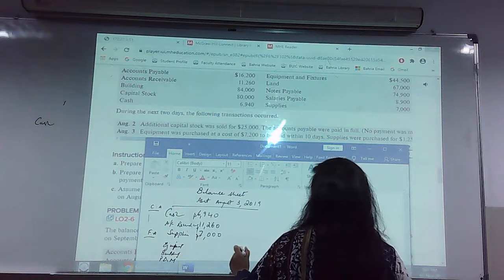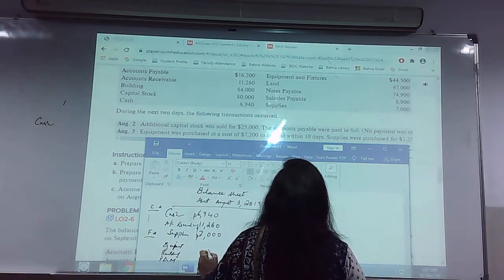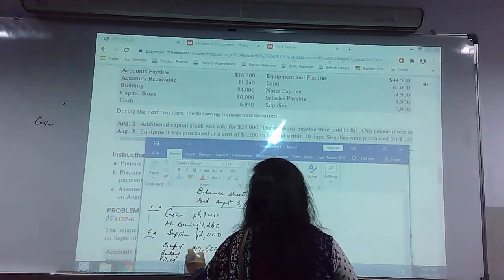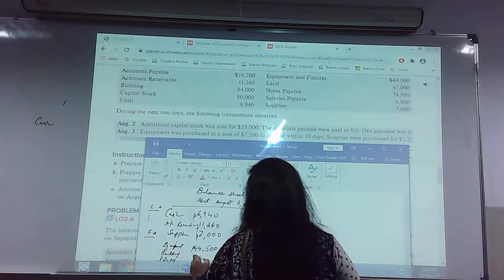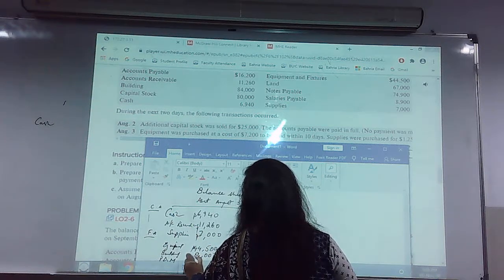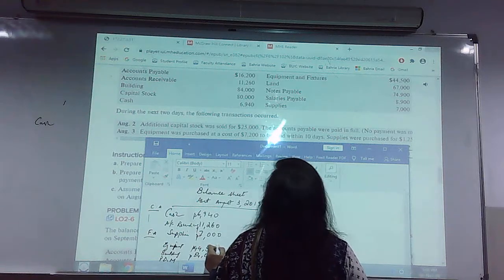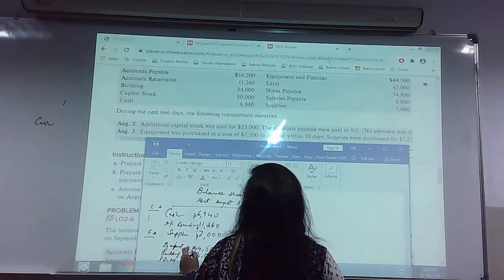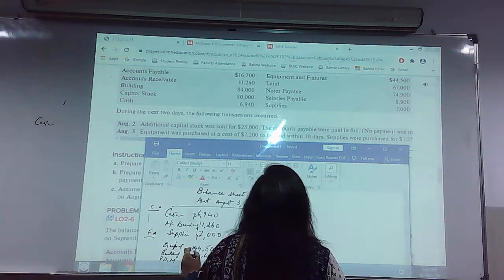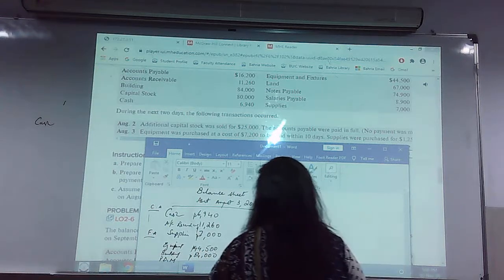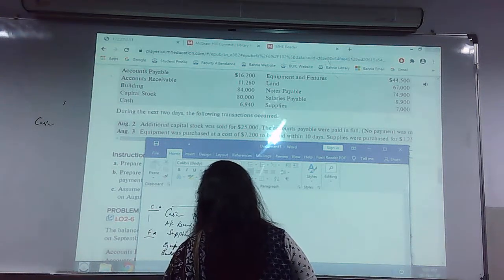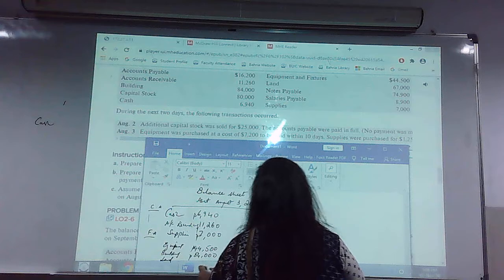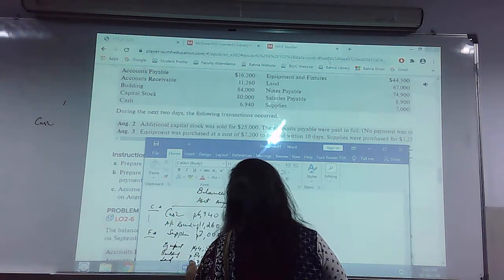Okay, so now equipment is 44,500. We have building as 84,000. Then we have plant and machinery. So this is equipment, building. Okay, so we don't have plant and machinery here. We just have land. So let's just write land. And land is 67,000. So you arrange these items.